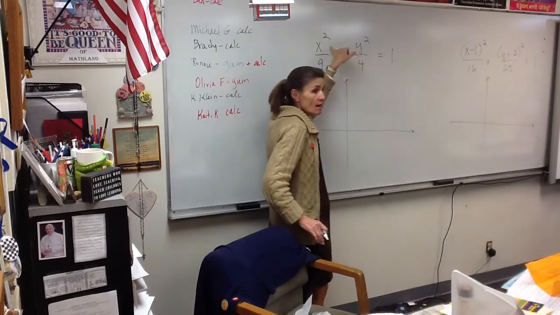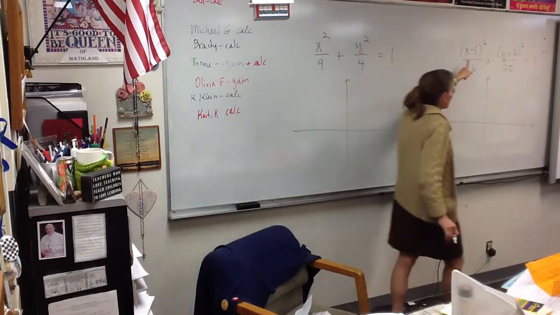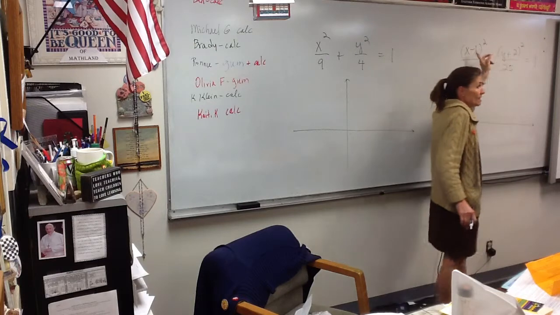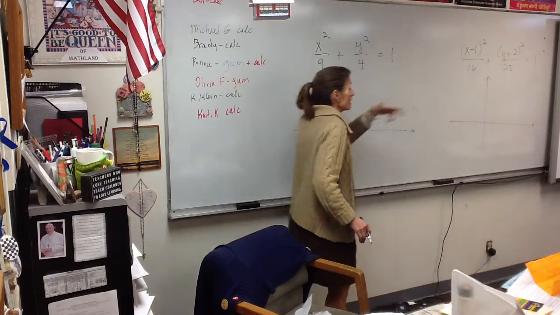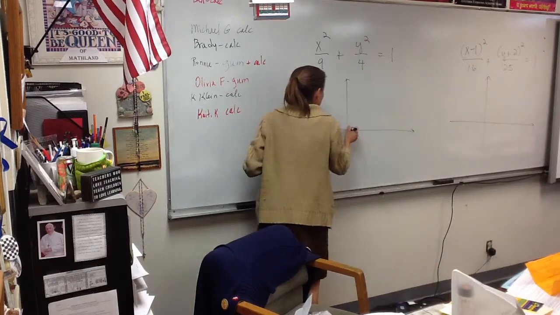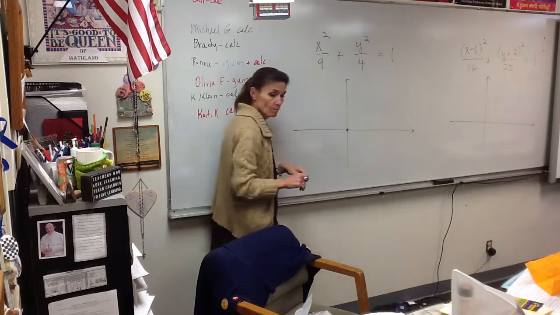0, 0, because there's nothing added. Up here, see how we got added and subtracted? That puts the center someplace else. If there's nothing added or subtracted, we're right at 0, 0.